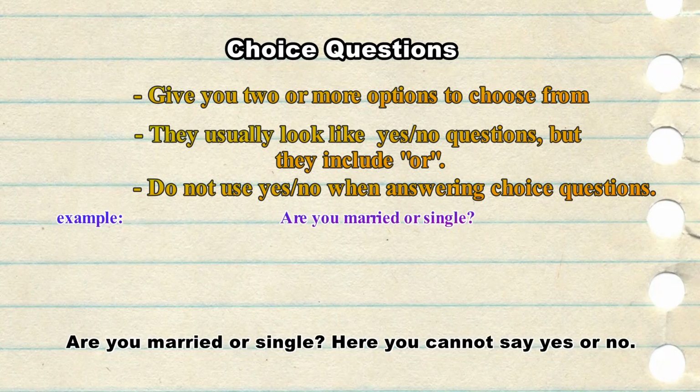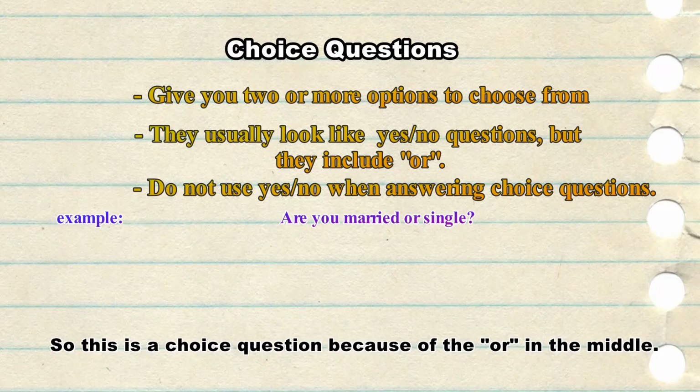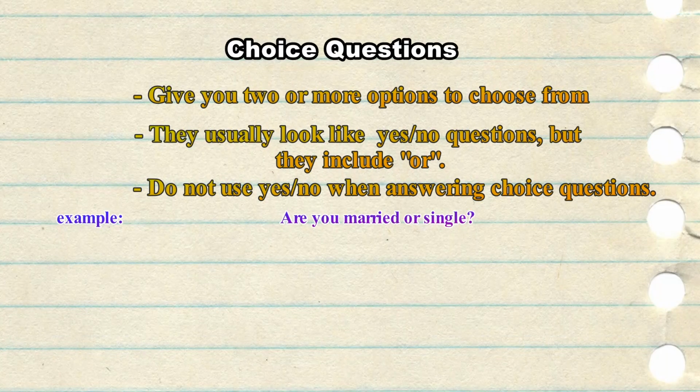Are you married or single? Here you cannot say yes or no. You have to give an answer. You have to say, I am married, or I am single. So this is a choice question because of the "or" in the middle.